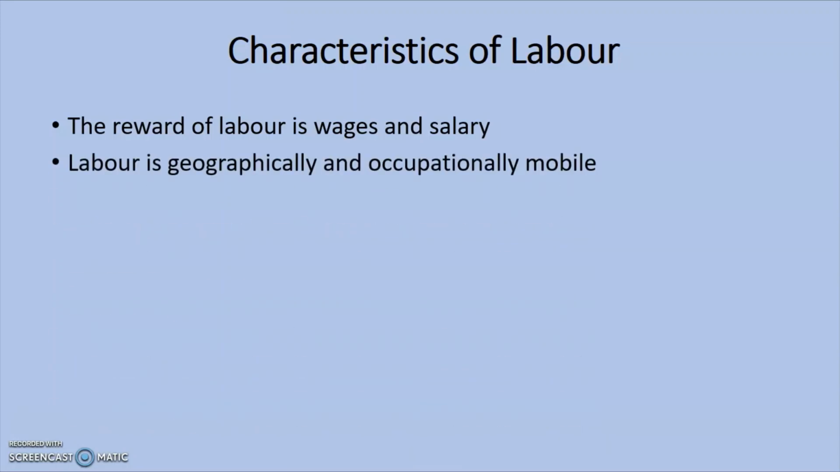Then labor is geographically and occupationally mobile. What this means is that labor is geographically mobile, meaning labor can move from one place to the other to work. Then to say that labor is occupationally mobile means that a labor can easily change from one job to another job. For example, me being a teacher, if I want to change my occupation from teaching to being a doctor, I have the ease to do that. All that I need to do is further my education, then I become a doctor. So it means I have been able to change my occupation to another occupation.